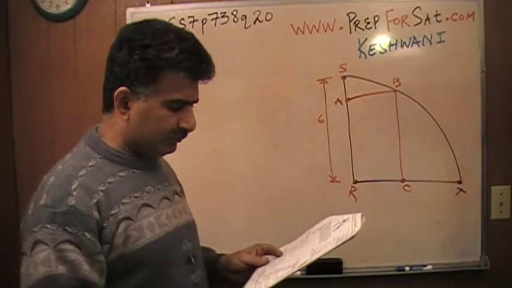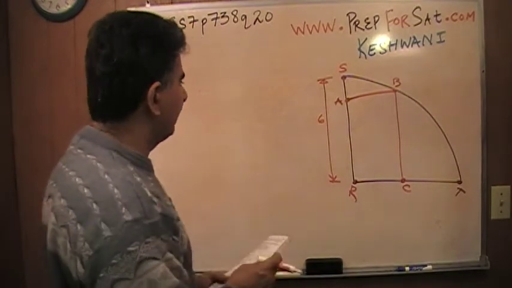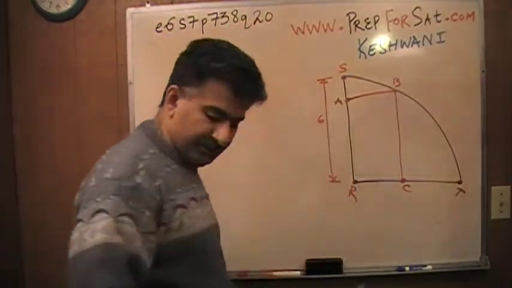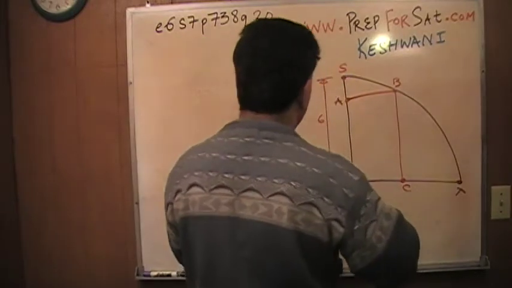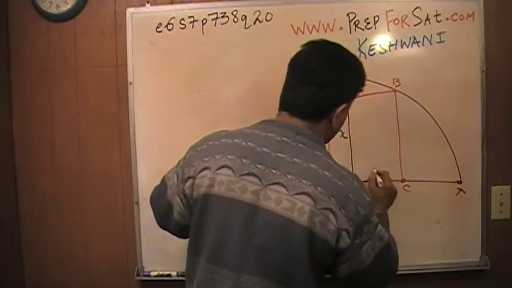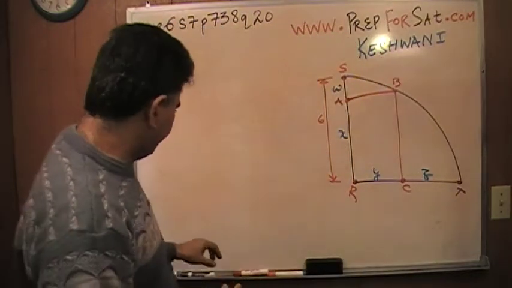It says the length plus the width of the rectangle ABCR is 8. So let me make a note here. Let's just give these distances some names. Let me change the color. I'm just going to call them W, X, Y, and Z.